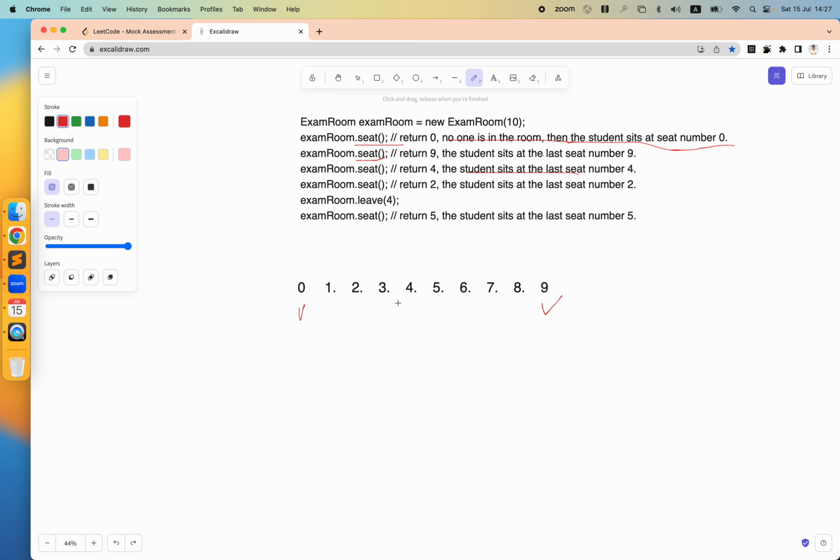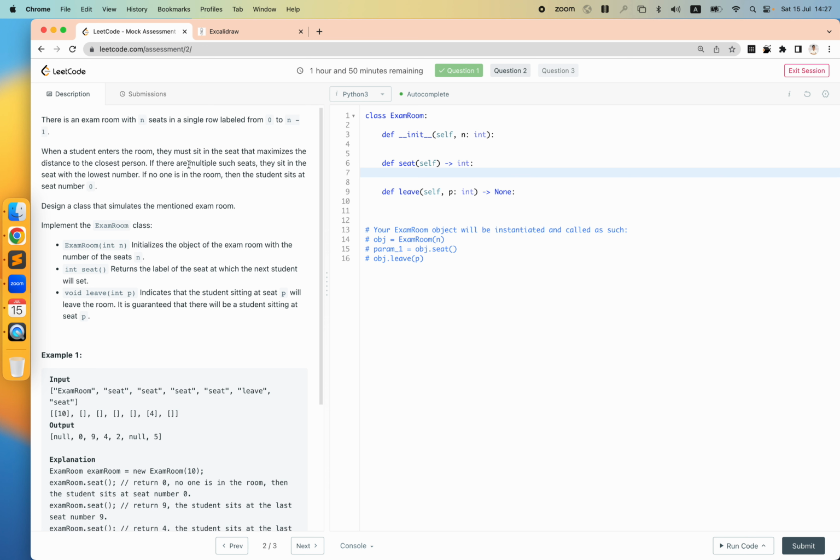So the distance of this one will be 4. The distance of this one will be 4. The distance of this one will be 5.